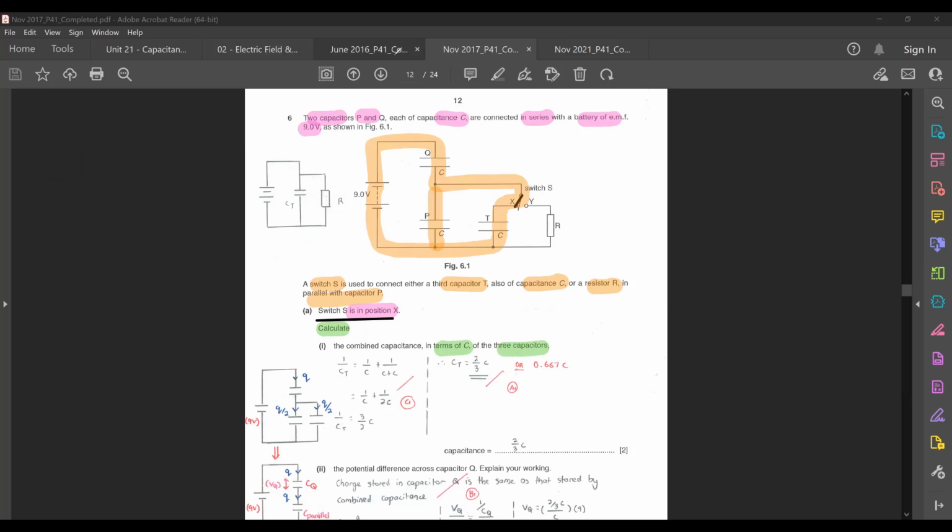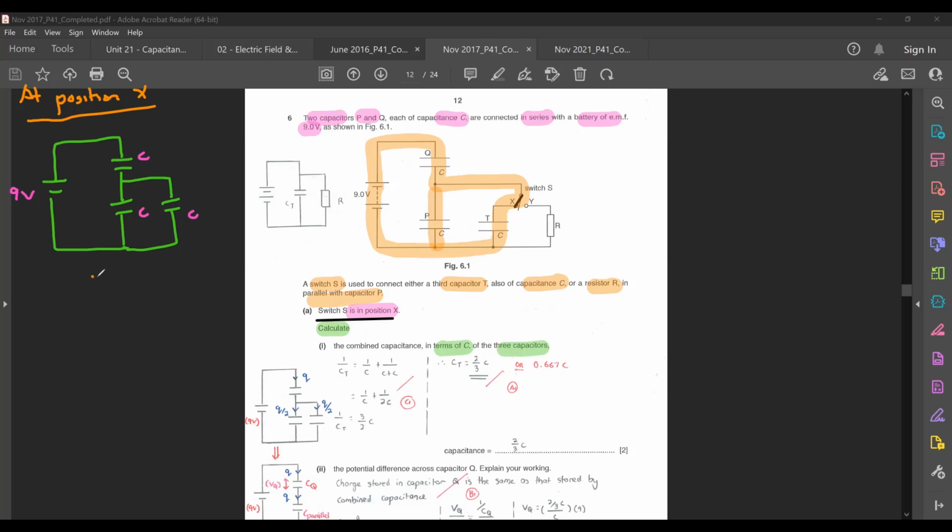Okay, so again, it will be good to try and draw out the circuit again separately. If this is at position X, what you expect to see is something like this now. Sorry, I need to redraw this. It's something like this and something like this. Okay, so this is what you expect to see right now, where this one is 9 volts. This one is capacitance C, capacitance C, capacitance C. So now you want to find out the combined capacitance of the three capacitors that is listed here.